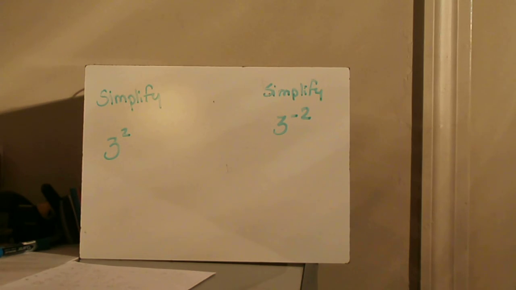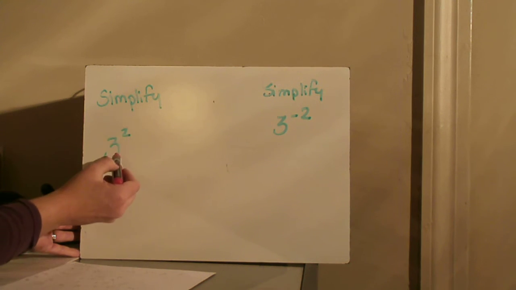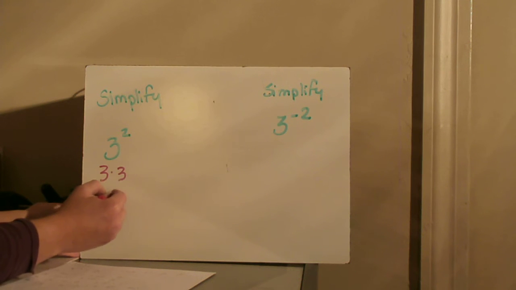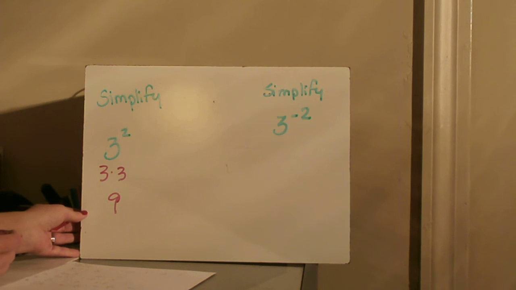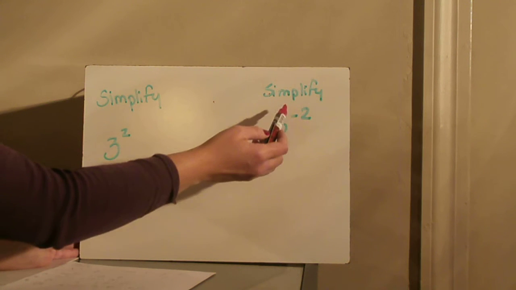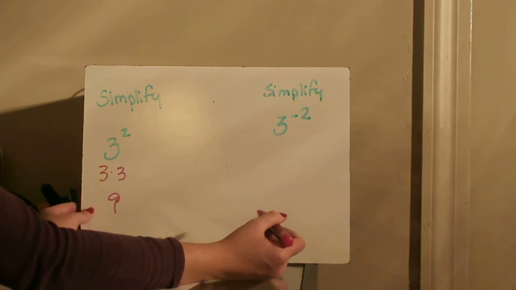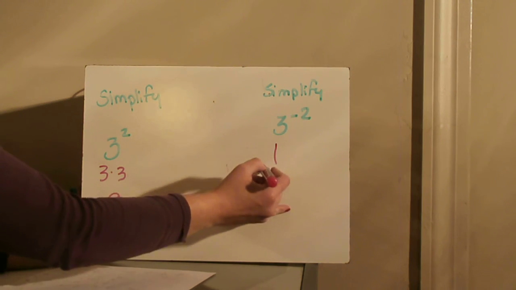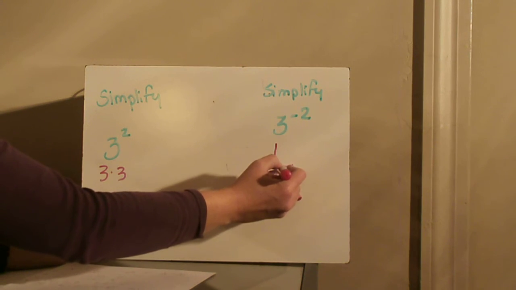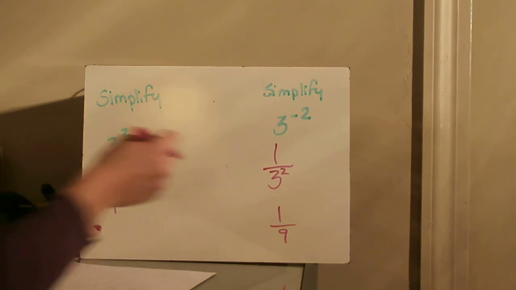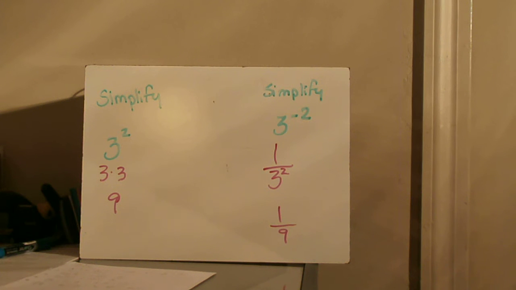Okay, so let's look at a couple more examples before we go into a lot of detail. Here we have simplify 3 squared. Well, 3 squared is 3 times 3, so 3 squared simplified is 9. Here we have simplify 3 to the negative 2. The rule says that we have to change it into a fraction with 1 in the numerator, 3 to the positive 2. So now we have 1 over 9. So 3 to the negative 2 simplified would be 1 over 9.